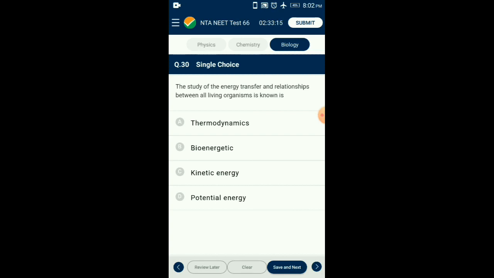Bioenergetics is the branch of science studied with use and transformation of energy by living cells. The energy flow in living systems obeys the first and second laws of the branch of physics known as thermodynamics. So the answer for this question is option A, thermodynamics.